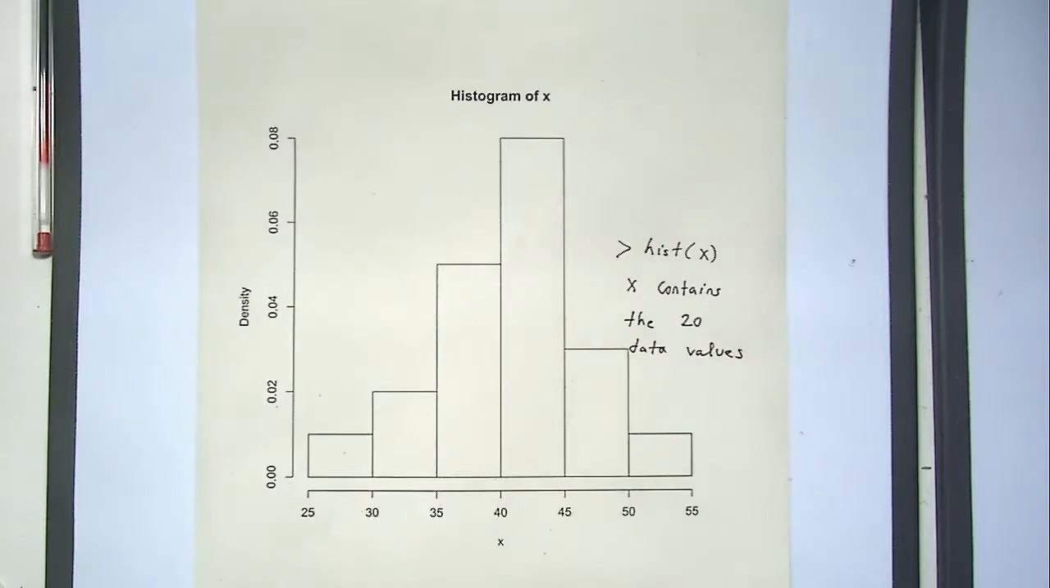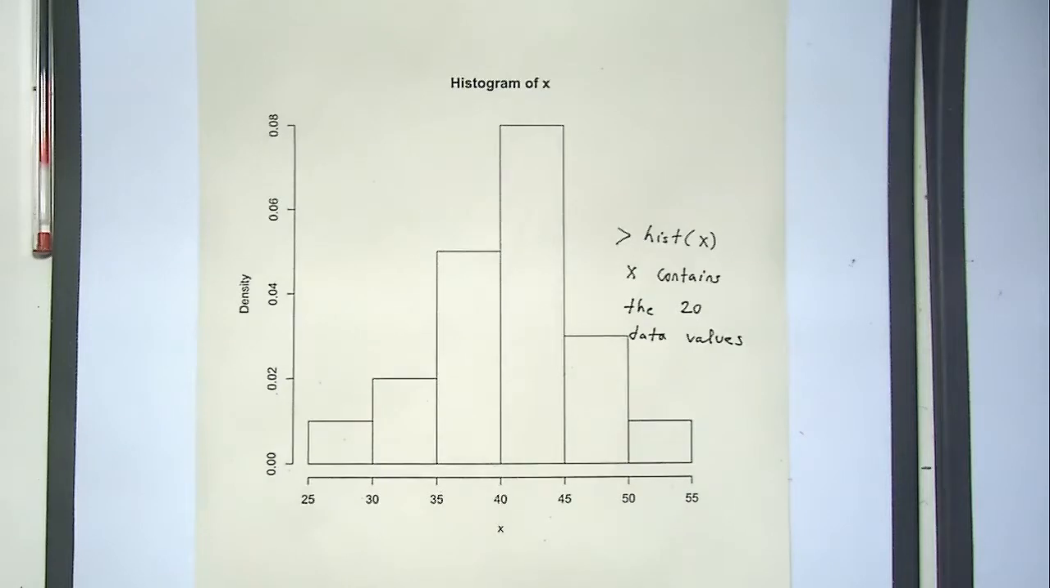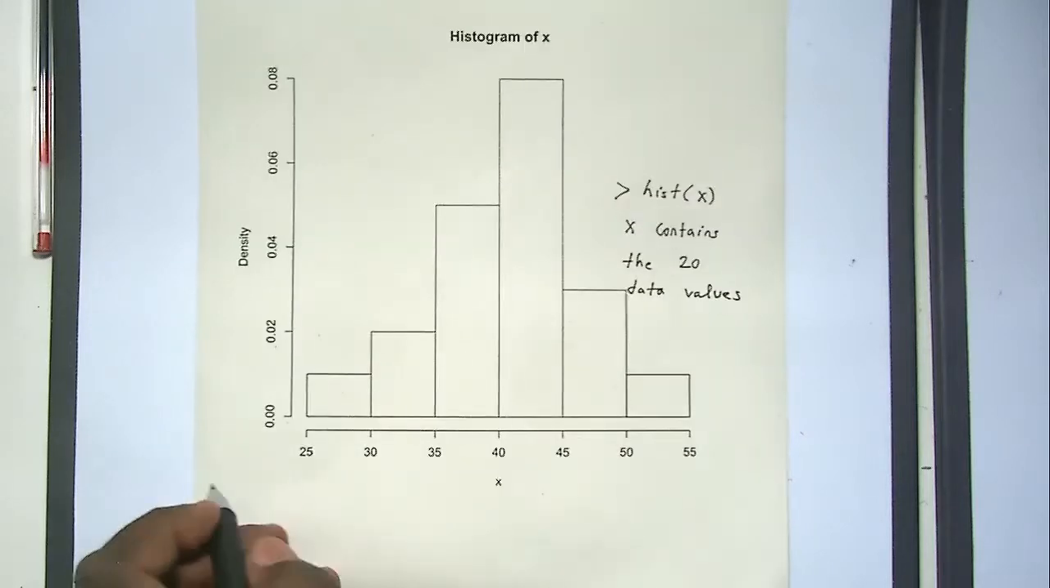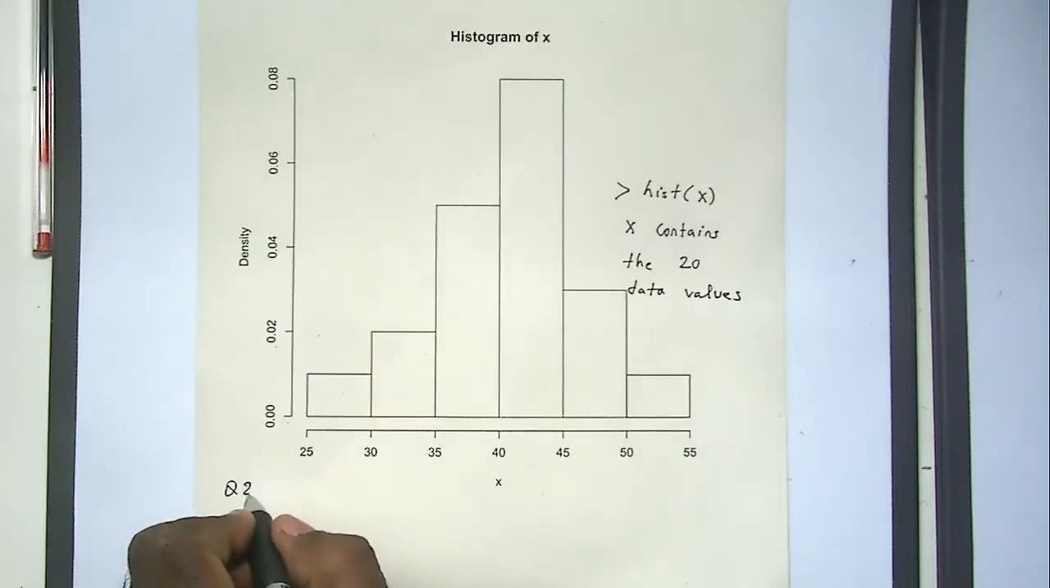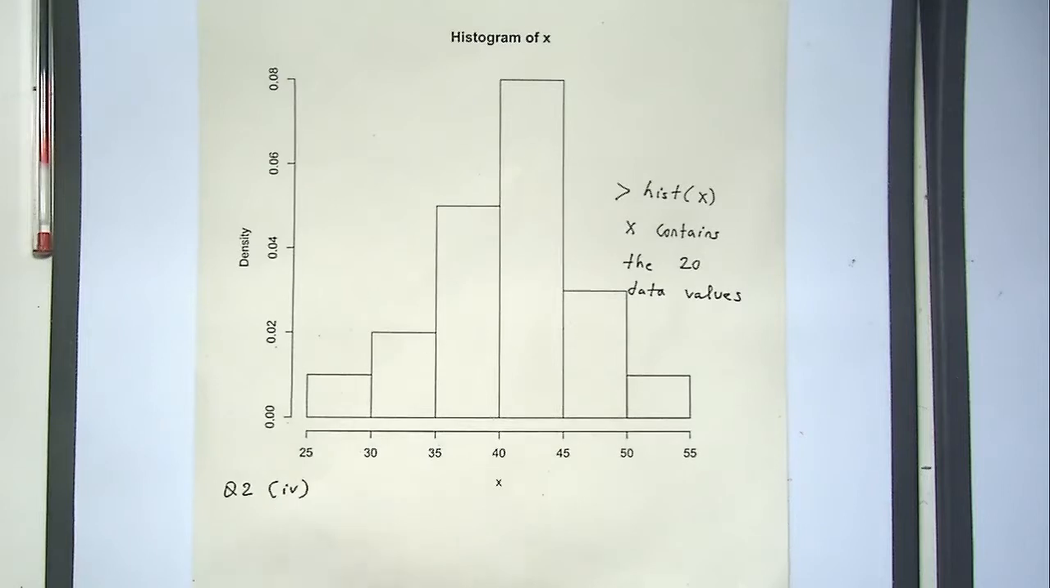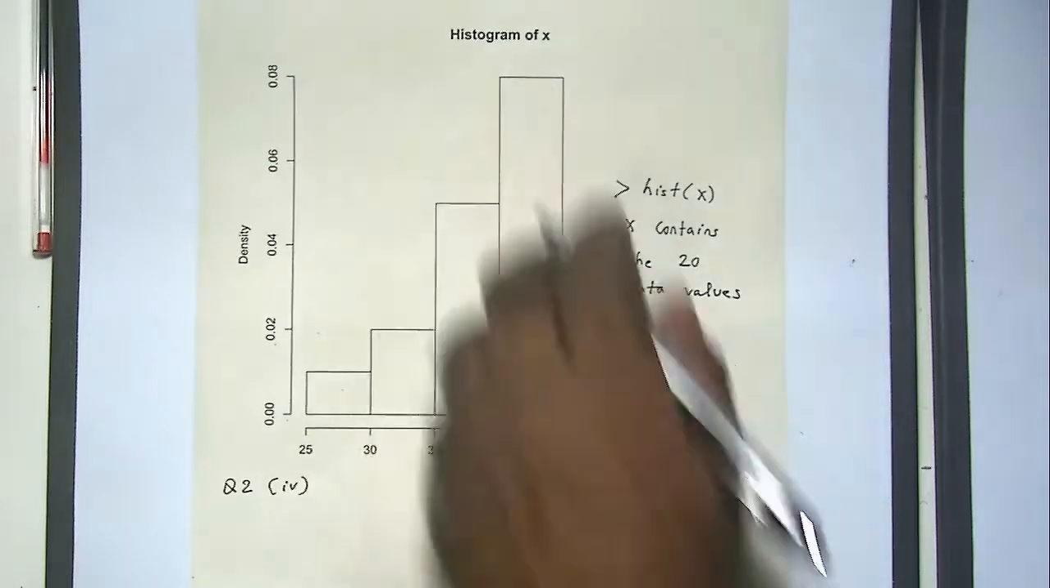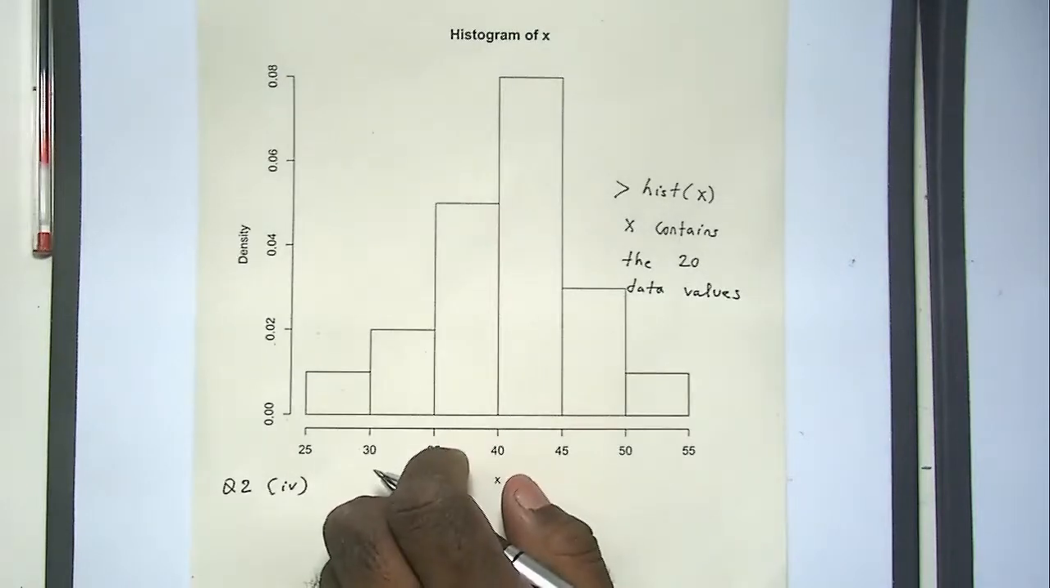Right? That's what you would do. You could produce something like this. Okay. All right. Now, part 4, question 2 is asking you, what is the shape? I mean, what kind of shape do you have here?